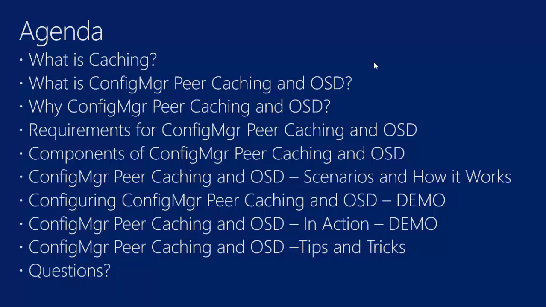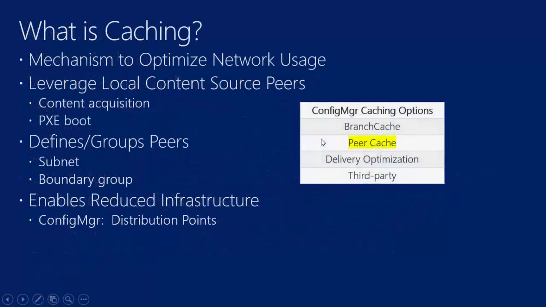So in terms of the agenda, what is caching in general? We'll talk about that. What is ConfigMgr peer caching and OSD specifically, and why do we care? What are the requirements for ConfigMgr peer caching and OSD, and then the components that are required for it. Finally, we'll talk about a couple of scenarios and how it works, show you some demos of peer caching and OSD in action, wrap up with a few tips and tricks, and close out the session.